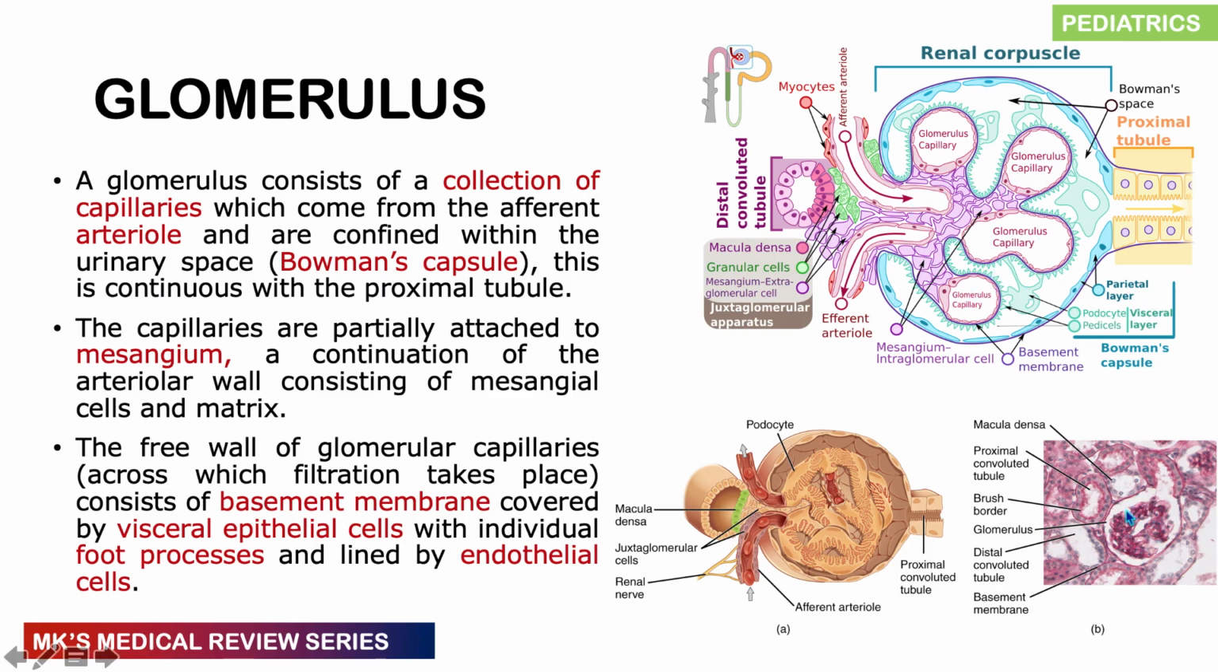So here is what a glomerulus looks like on histology. As you can see here, you have this entire thing as the glomerulus, the nephrotic capillaries there. Adjacent to it, here you have the macula densa. Here you have the proximal convoluted tubule. Here you have the distal convoluted tubule. Then, of course, you have the basement membrane where these cells are going to be sitting on.